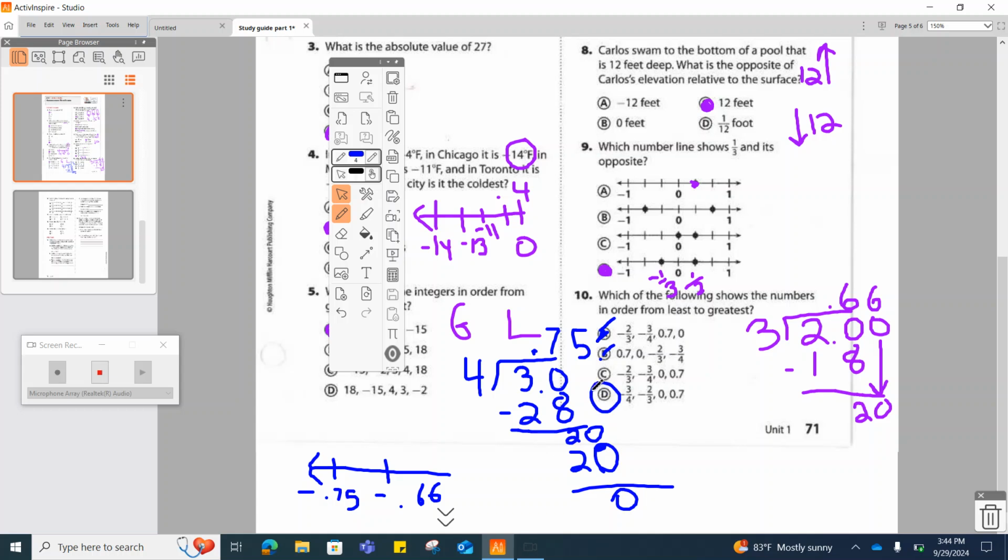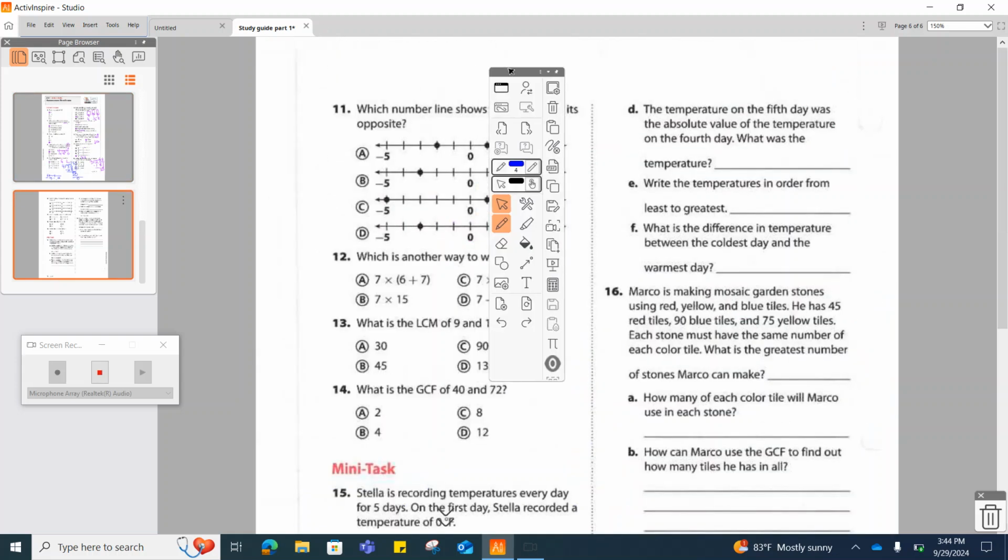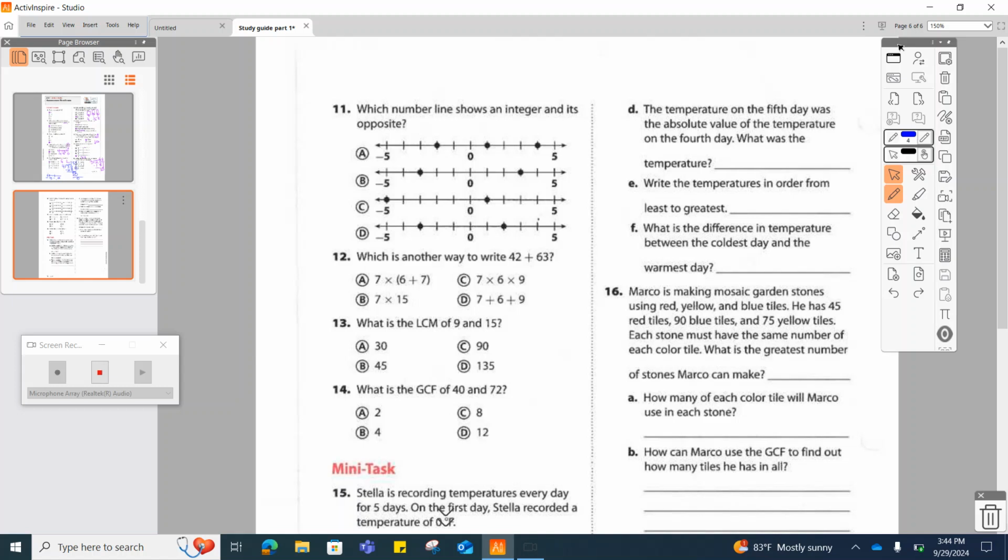Going on to the second page. And by the way, this is exactly what your test looks like. So if you're following along and doing this, you should be in good shape. Which number line shows an integer and its opposite?